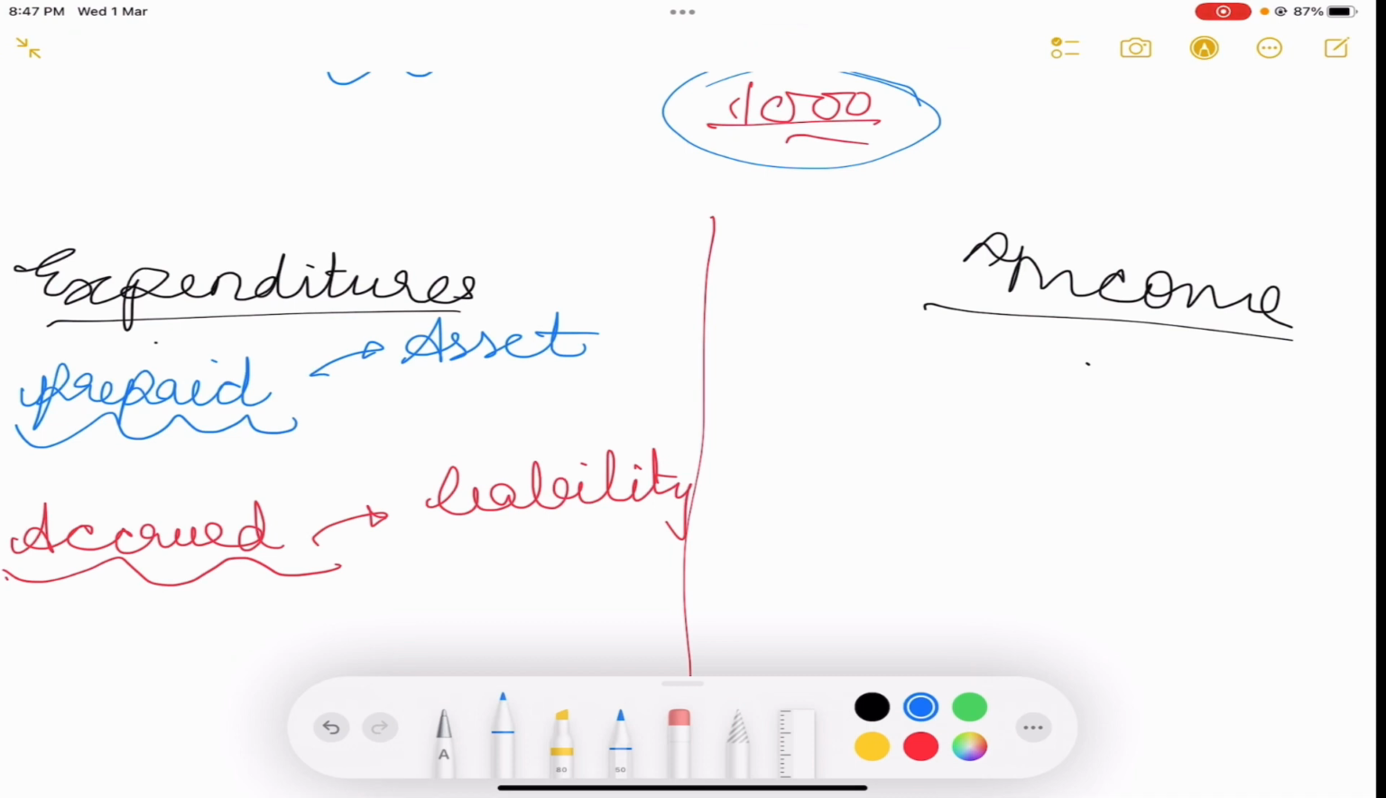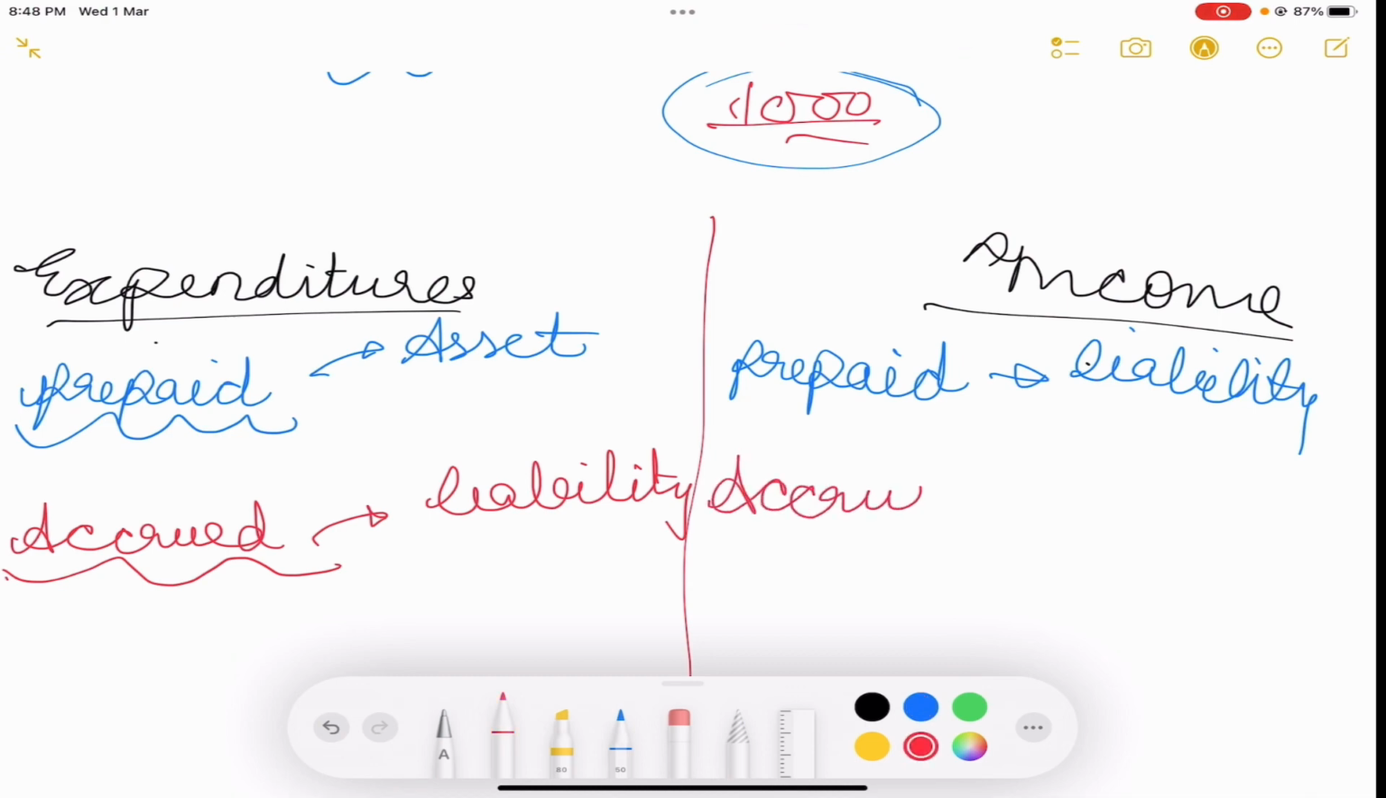Now, income. What is income? Income is when somebody else is giving us something. So prepaid income means someone has given me the income of next month, so in a way it is my liability. They have not taken the services yet, but they have already given me the income, right? So that would be my liability, because in case I fail to provide them with the services, they're liable to take it back from me.